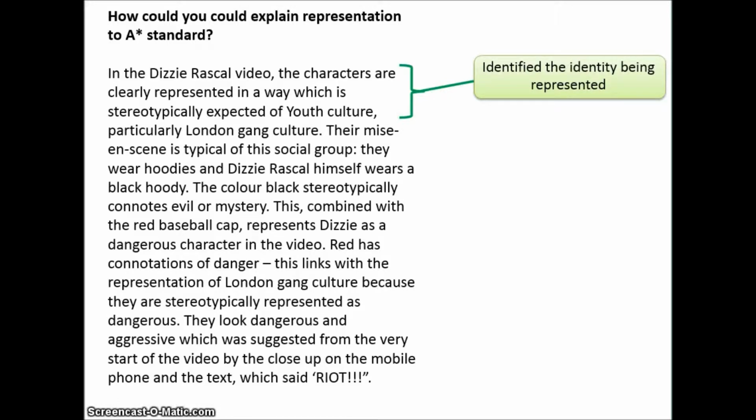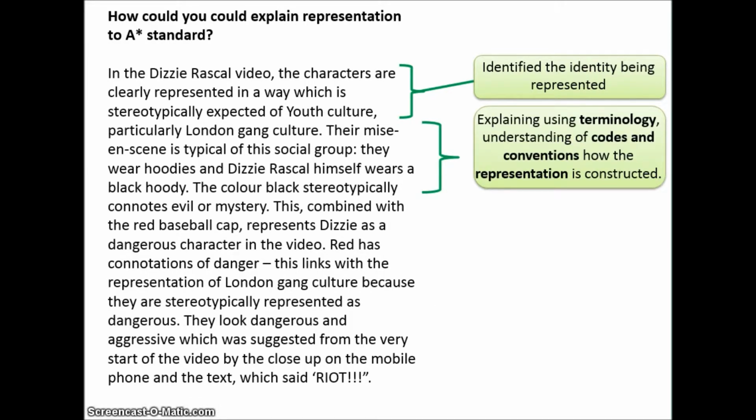So if we look obviously at the first bit, we don't have an awful lot of problem with that. It's still identifying the identity being represented, so the London gang culture, London youth culture. That bit, absolutely fine. This bit here is where it starts to get better. So you can see already the candidate here is talking about their mise-en-scène. So they're already explaining the representation in the extract using terminology. They're already looking at the codes and conventions of the video and how that representation is being constructed. So here it says they wear hoodies and Dizzee Rascal himself wears a black hoodie.